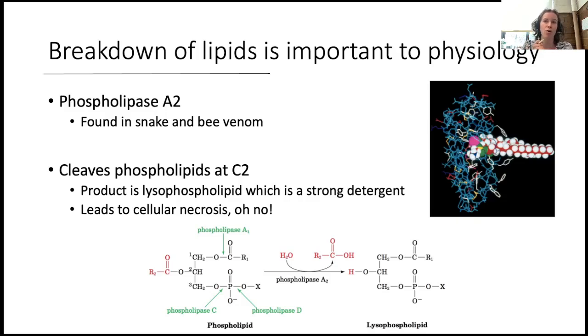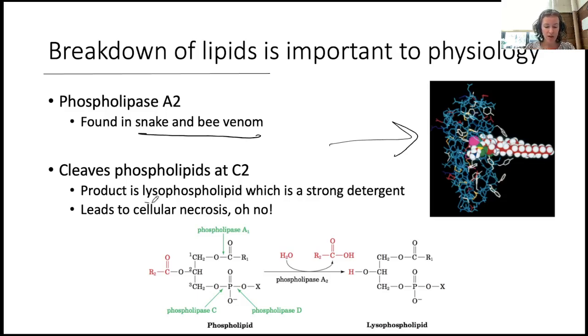And just to hammer home this idea of structure-function, the breakdown of lipids is important to physiology. There are many enzymes, some that are native to our bodies, some that are not, that take lipids and perform some chemistry on them to change them. One example of this is phospholipase A2, which is found in snake and bee venom. This enzyme, pictured here on the right, takes the lipid into itself. So this protein holds onto the lipid and then performs a hydrolysis reaction where it chops off one of the lipid tails, the one at the carbon 2 position.